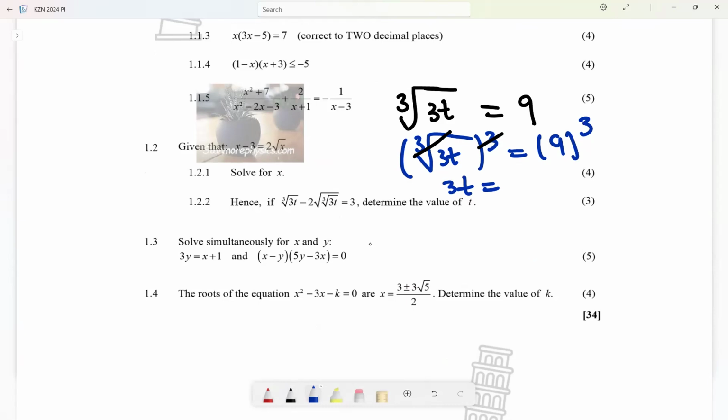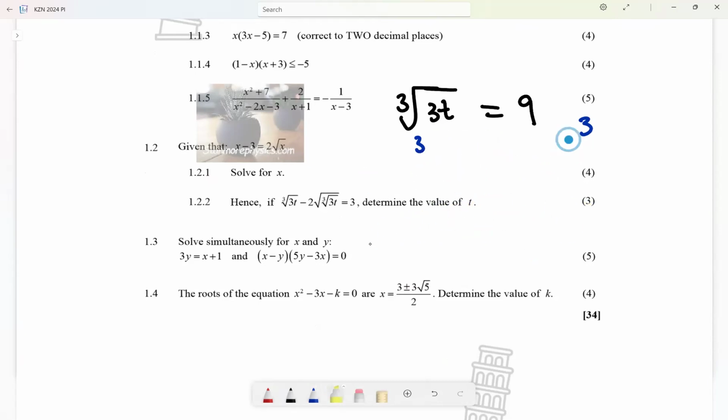9 to the power of 3 is 9 times 9, which is 81, 81 times 9, which is 729. Okay, 729. Therefore, we have to divide by 3. 729 divided by 3, you get 243 as your answer. Okay, this one was a little bit tricky. It wanted you to just understand.